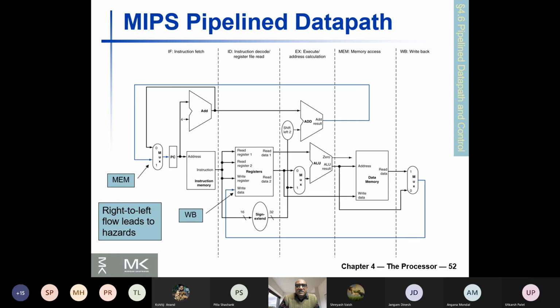And today we'll discuss what the data path will be in the context of pipeline architecture, and how the controller will be in case of the pipeline architecture. As we have seen, if you look at this diagram, this is a single cycle data path, where all resources will be engaged by the same instruction throughout its execution.